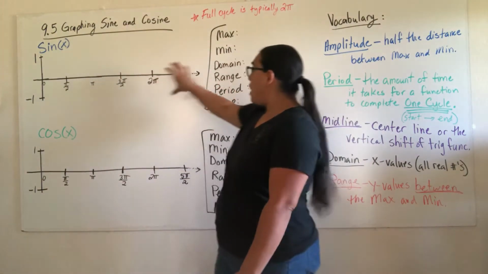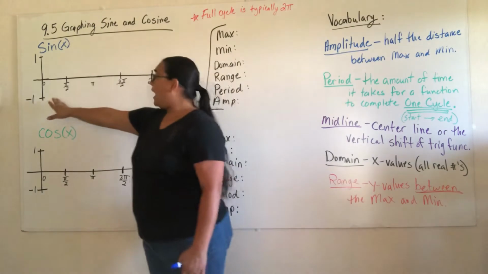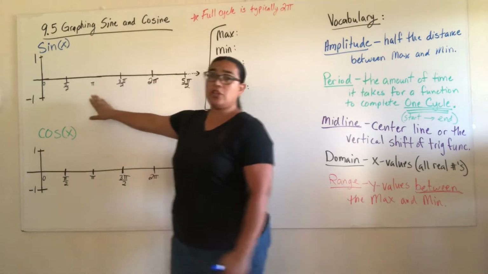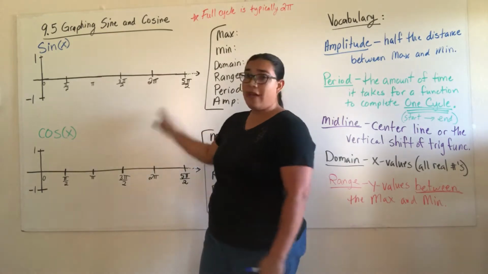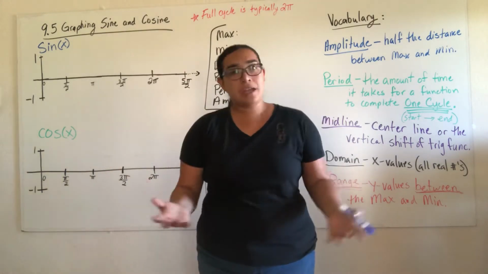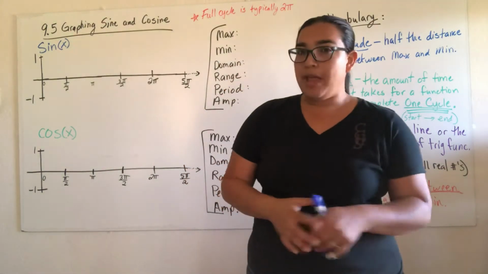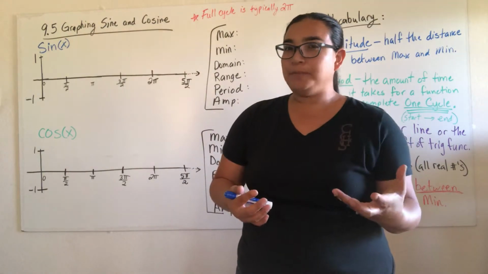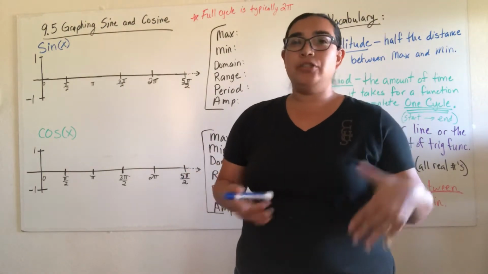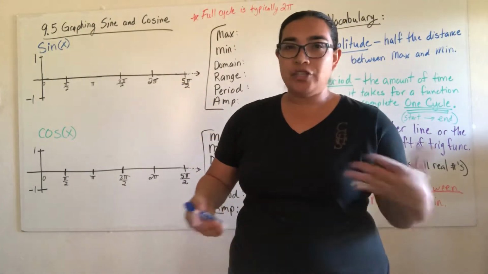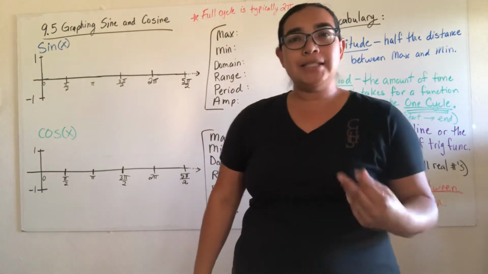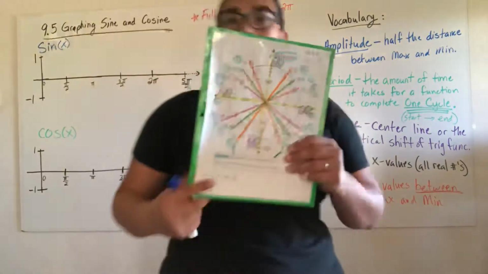So on this long stretch of graph here, I've already got some key values. Pi over 2, pi, 3 pi over 2, 2 pi, and then I went back to 5 pi over 2. So think about where those sound familiar from, and then you'll know where I'm getting them from. Think about pi over 2, pi, 3 pi over 2, 2 pi. If you haven't guessed it yet, they're all coming from your unit circle.